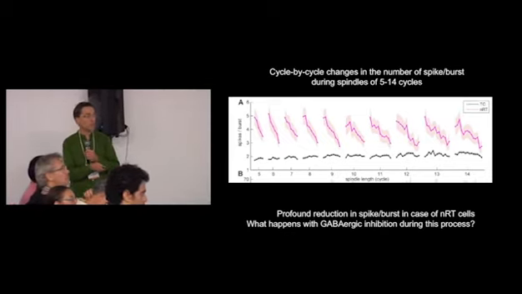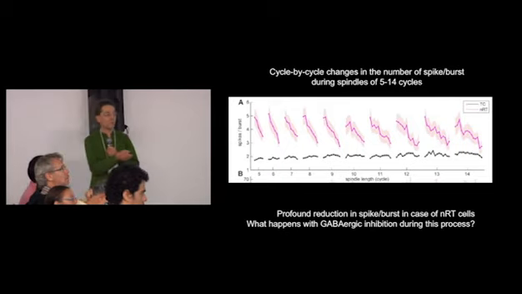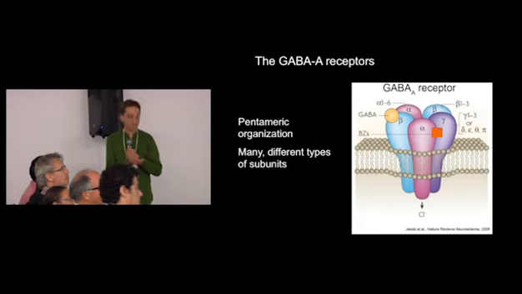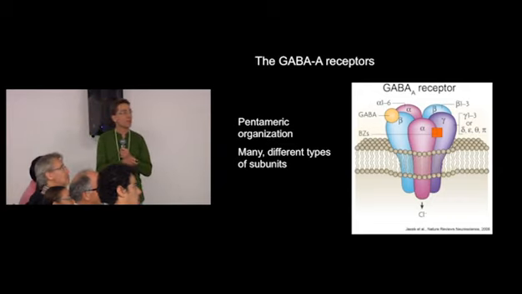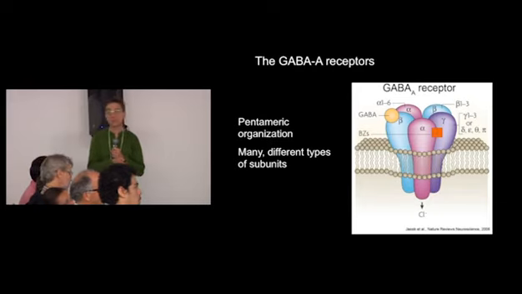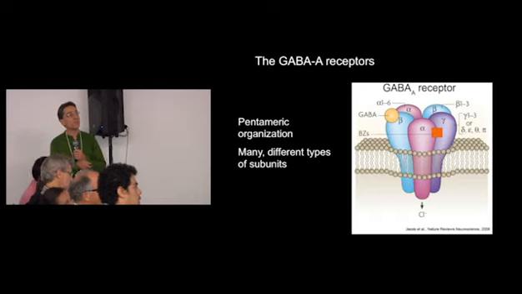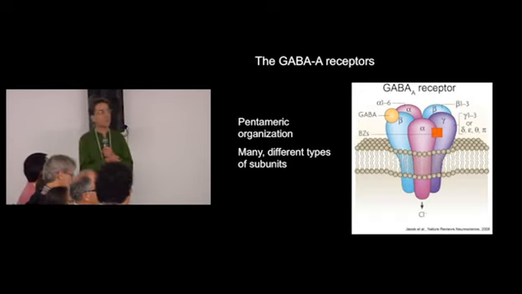So the big question is what happens with the GABAergic inhibition as this spike per burst decreases during the spindle? To investigate this, we have to look a little bit at the molecular composition of the GABA-A receptors. As many of you probably know, it has a pentameric organization and contains many, many different types of subunits, but it makes it almost hopeless to study them, since you could have thousands of combinations.